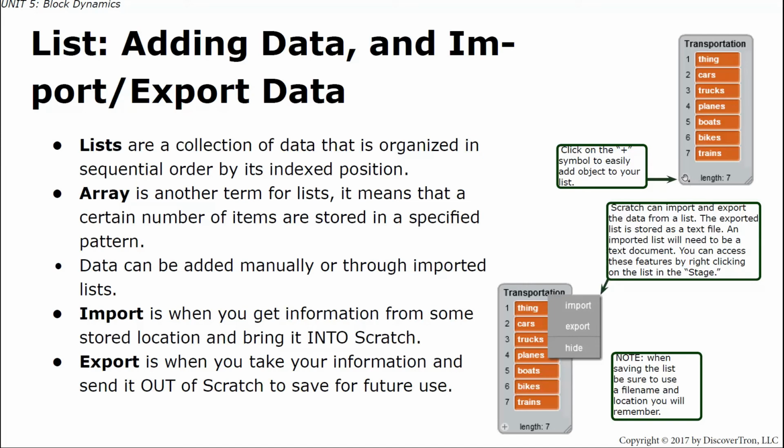Now on this list right here, you notice there's this little plus symbol. This allows you to add extra information into your list. And let's see what else.